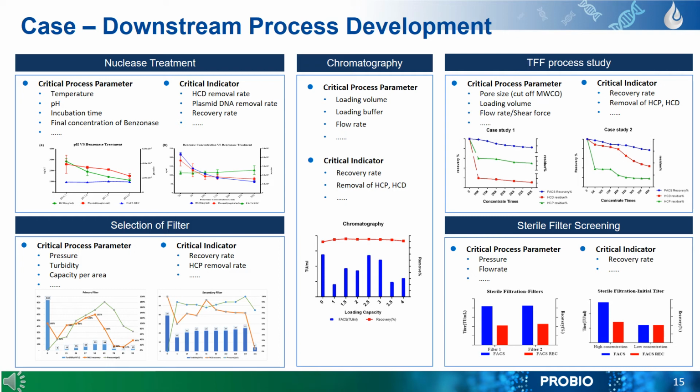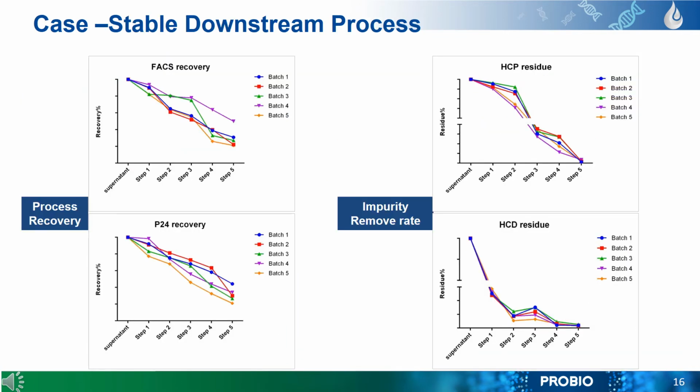Anyway, these CQA should then be maintained throughout the product life cycle by carefully controlling and monitoring those CPP that may affect them. 5 batches data show that the downstream process is stable.